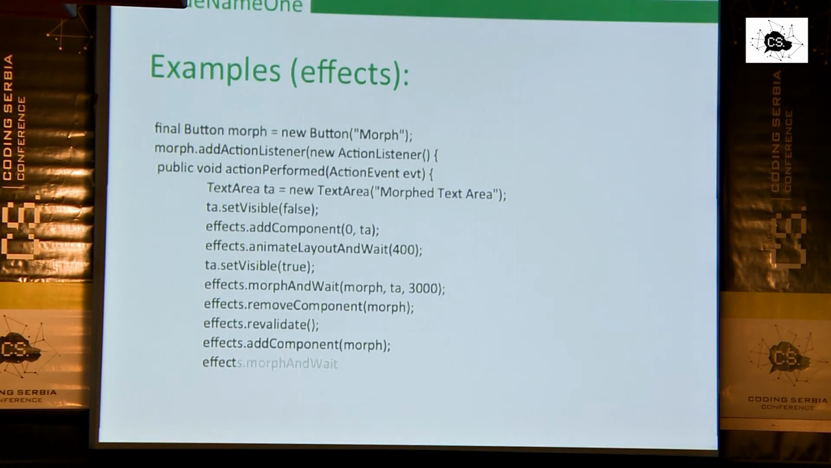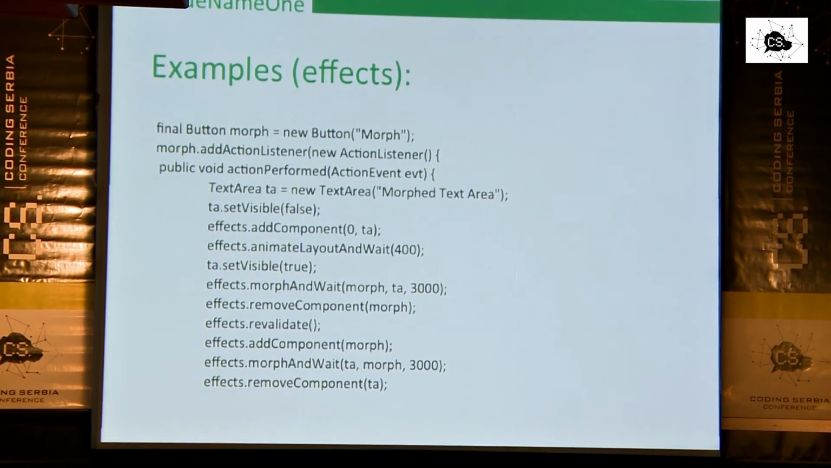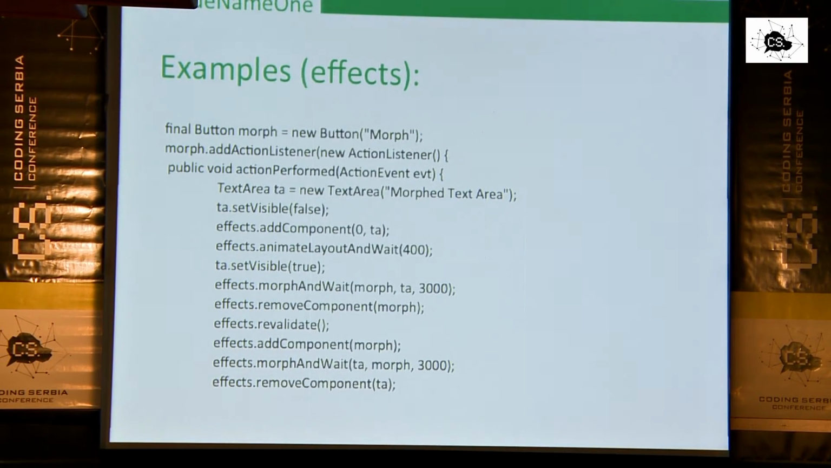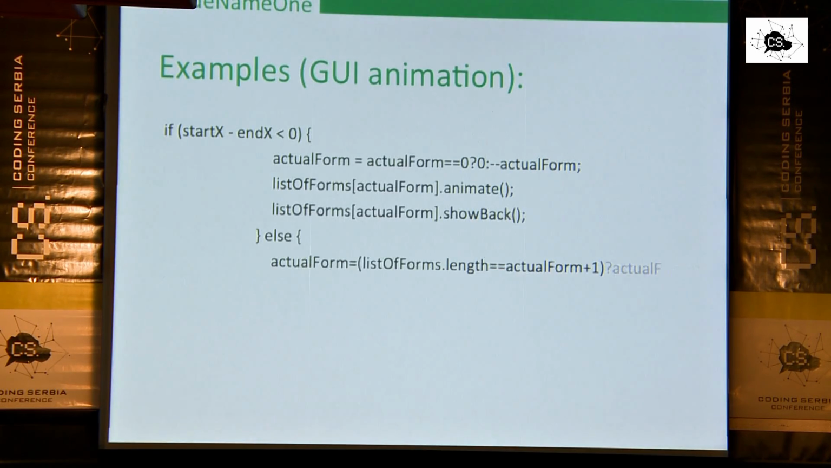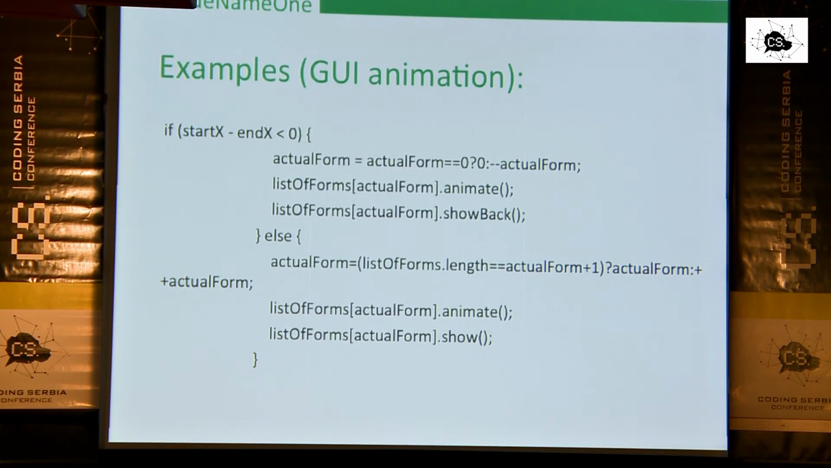For example, effects: you have some components and say effect, animate layout and wait, and they do some morphing of the layout, remove some component, do morphing. It's very nice animation. Or this one, for example, there are forms, and I made a component for swiping. Say, go there. If there are more forms, new screens, just go until the end, etc.